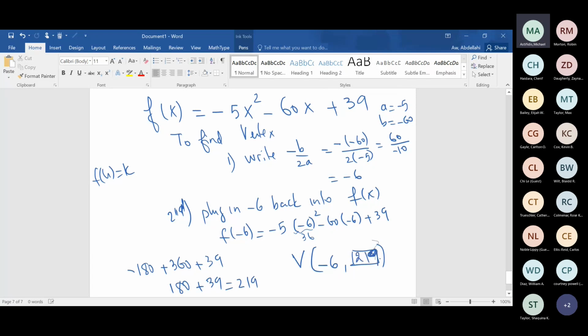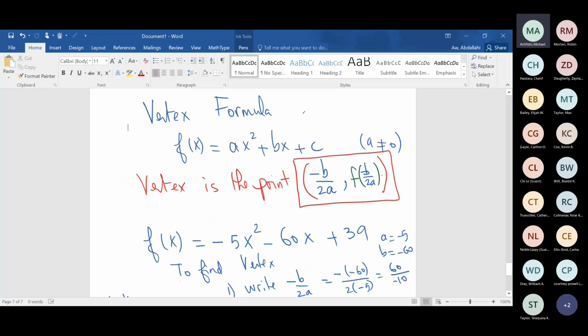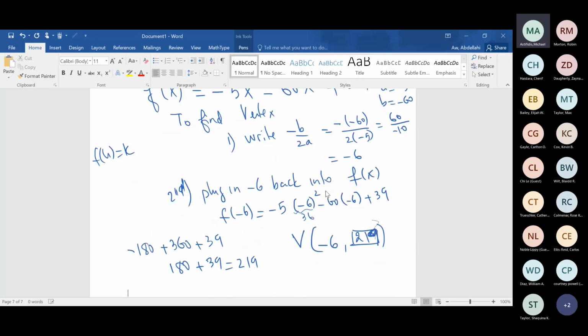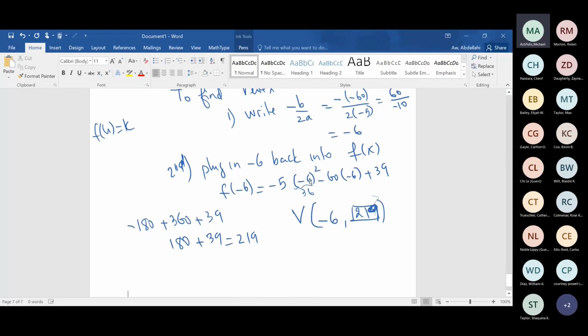Instead of doing all these steps, actually, we have the vertex formula. You just need to memorize it, right? If you memorize the vertex formula, you're gonna save yourself some algebra steps, right?